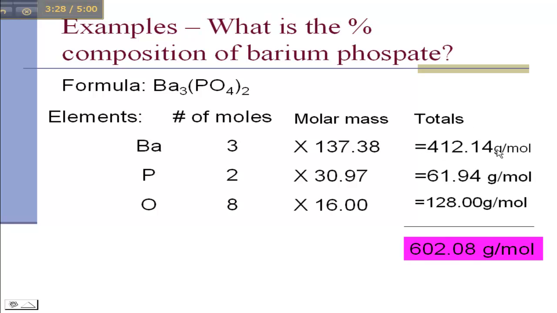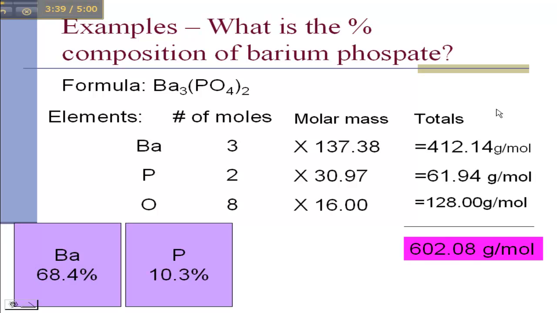So each total gets divided by 602.08. Pause the video and try it, and then check your answer. So barium should be 68.4%. Phosphorus will be 10.3%. And oxygen will be 21.3%.